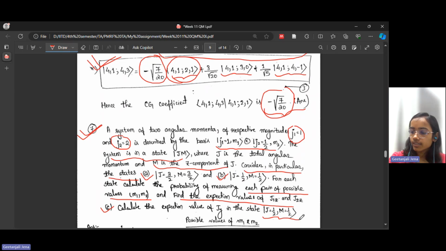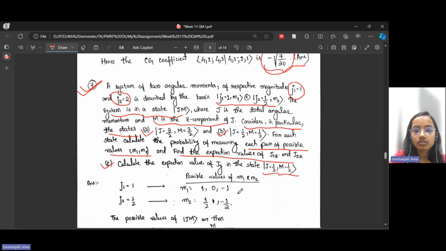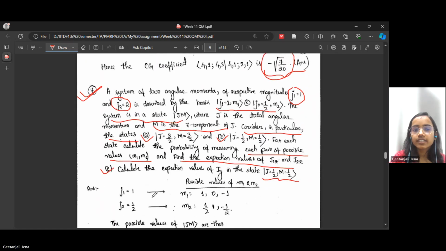So let us see how you can approach this type of problem. Let us see the first part. It is given J1 equal to 1, so for J1 equal to 1, the possible values of M1 will be 1, 0, minus 1. And for J2 equal to 1/2, the possible values of M2 will be 1/2 and minus 1/2, right?